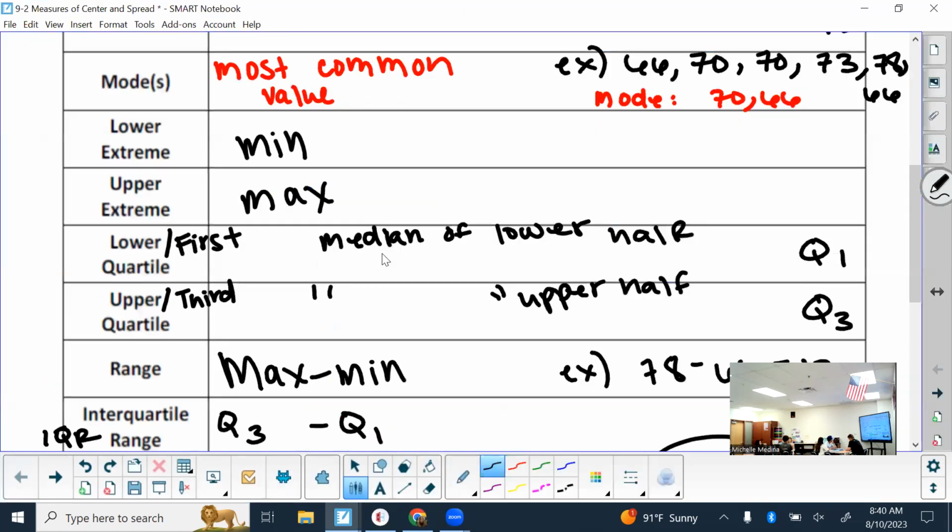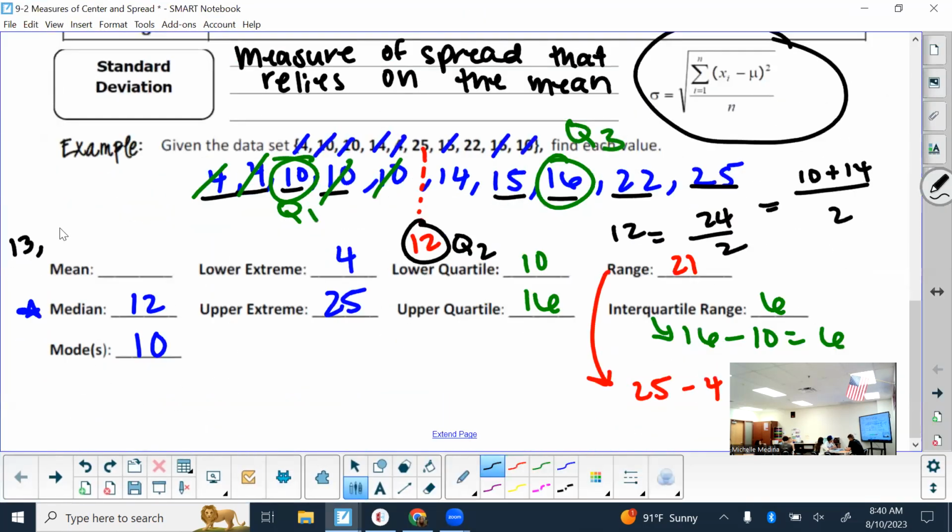All right, so then 13, you can put there officially if you haven't already. All right, so good. Now let's do another example. So now on the back page.